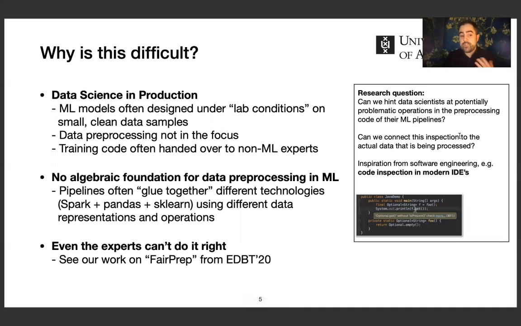And in general, this is a very difficult problem for numerous reasons. On the one hand, once we put data science and machine learning into production, we run into a lot of more organizational problems. Often machine learning experts design these models under some kind of lab conditions where they work on small, clean data samples, and often they don't really focus on data preprocessing. And then this code is handed over to some engineers, some non-machine learning experts who somehow puts this on production, maybe on other data, on new data. And it's hard to determine whether the data that is used by that model in this production setting is still representative of the lab data.